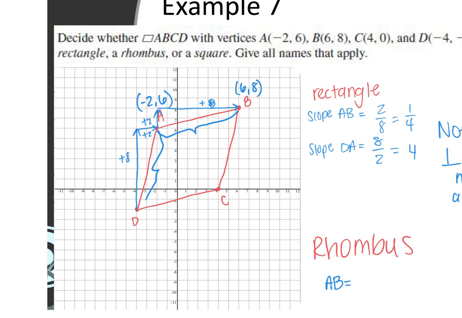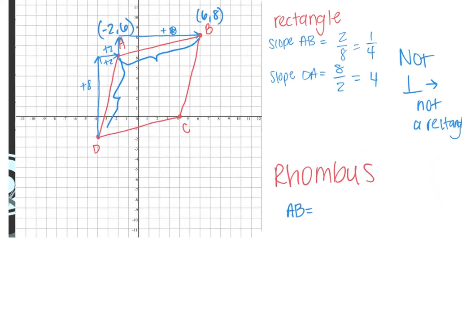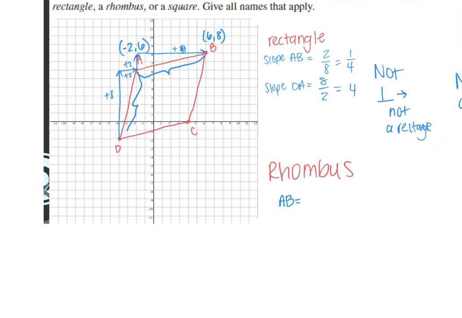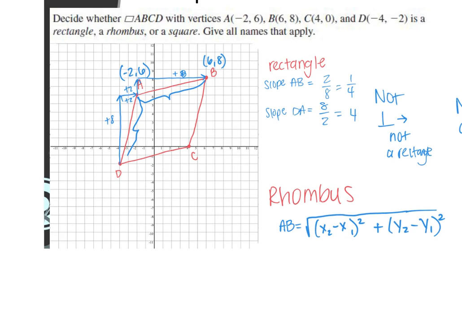Now, there is a trick, okay? So what we're going to do is say this distance formula is the square root of (x2 minus x1) squared plus (y2 minus y1) squared, okay? Now, make one of your points x1, y1, and the other one x2, y2. I'm going to make A x1, y1, and B x2, y2. And then you just plug it in.